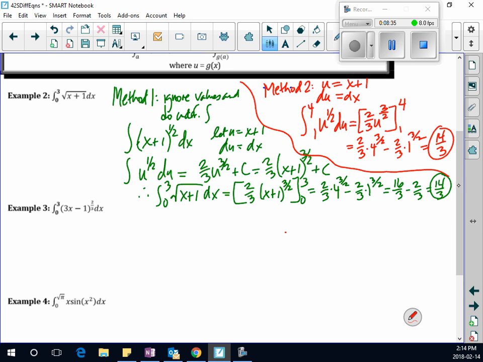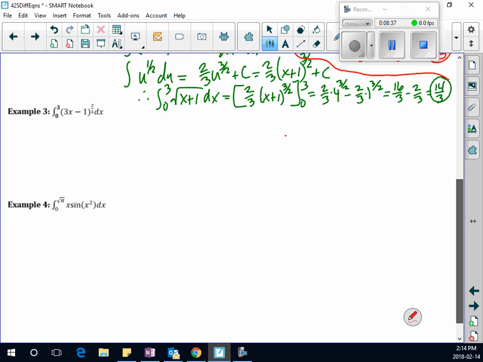Okay, so let's do the next one. I want to practice method 2 for sure. So what's u going to be in this one? Yeah, so u is going to be 3x minus 1. That was probably your easiest Khan Academy assignment ever, right, to tell me what u was? You gotta have a freebie there once in a while.